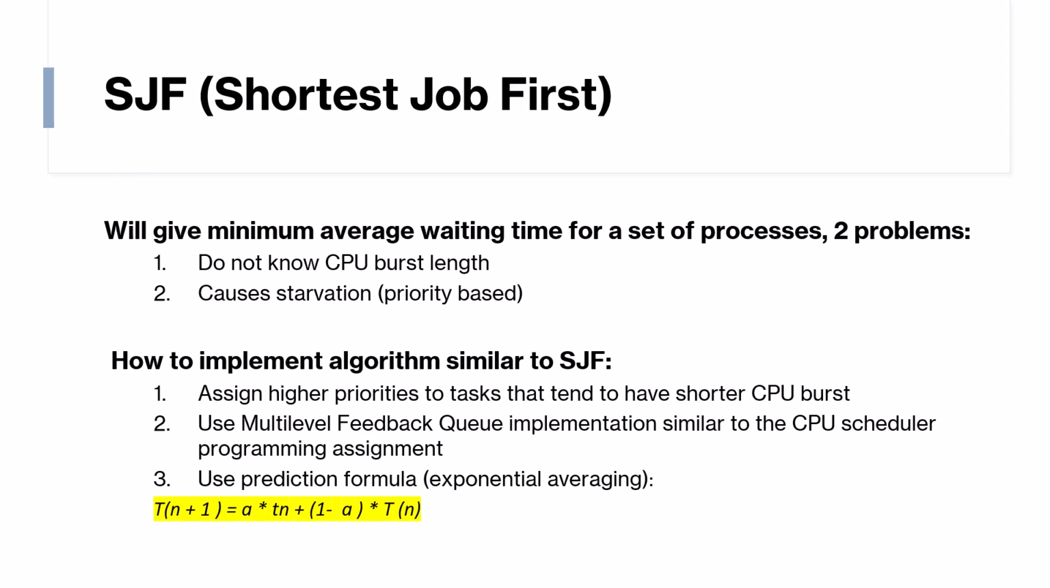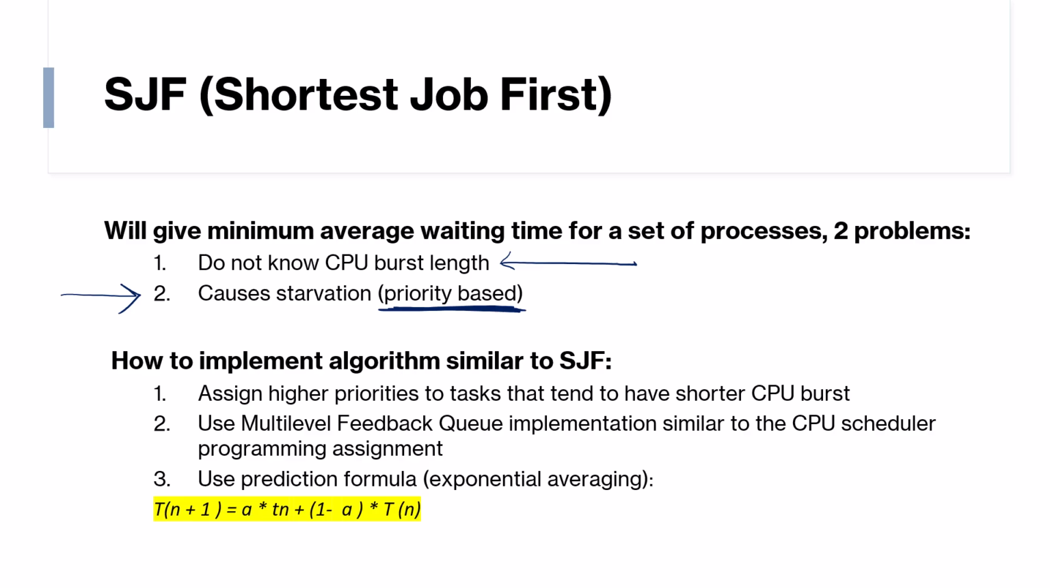So why don't we use shortest job first? Well, you can't use shortest job first because you don't know the CPU burst length. Also, shortest job first could cause starvation. Any priority-based algorithm can cause starvation. So shortest job first, or any priority-based algorithm, might not always be the best choice. But sometimes it could be better because then there's a lower waiting time.